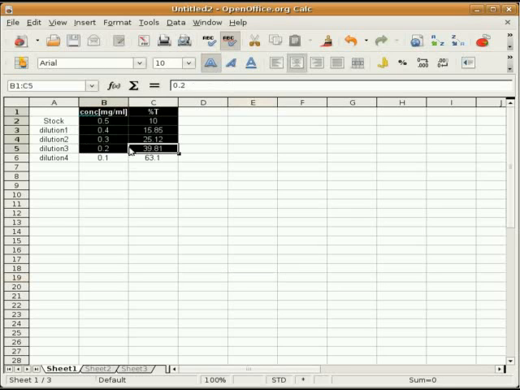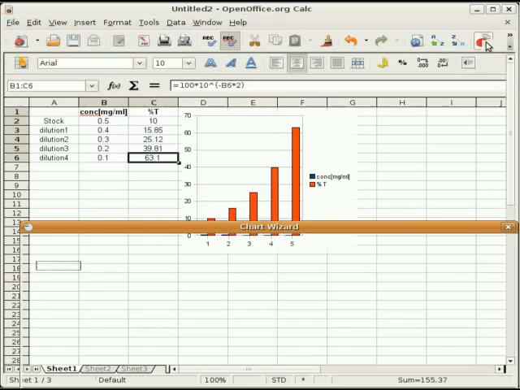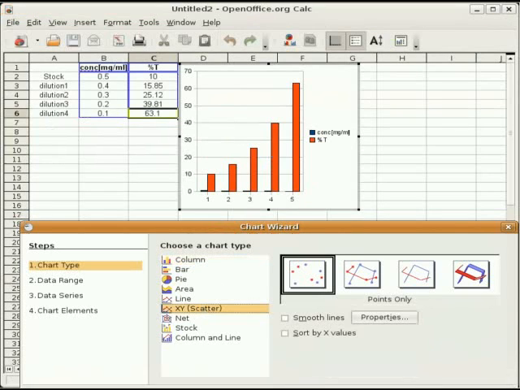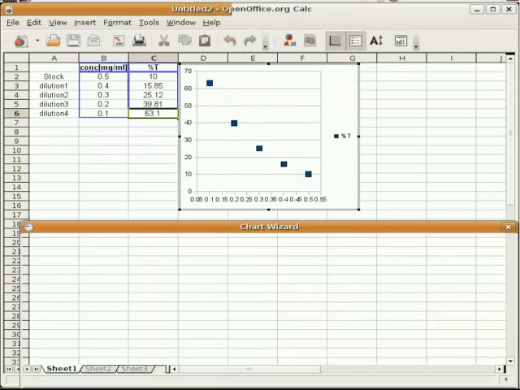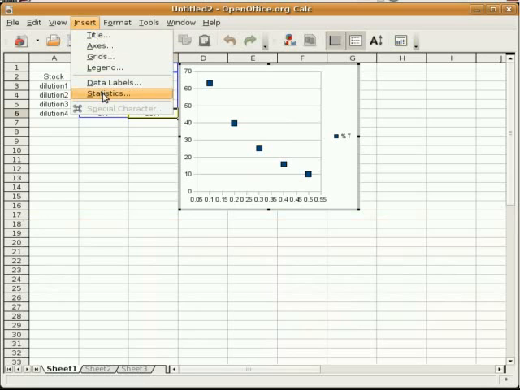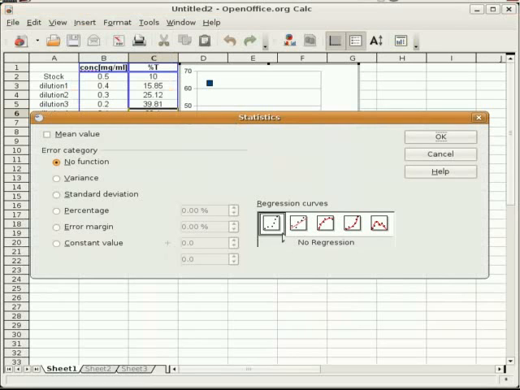Well, we are going to see how to do the data analysis. First, we are going to mark our data to do our chart. We go to chart and we choose the XY scatter. That is what we normally have been using for this cause and effect. Now we are going to insert the statistics, and we can see that there are different types of regression. There is the linear, the logarithm, the exponential, and the power regression.